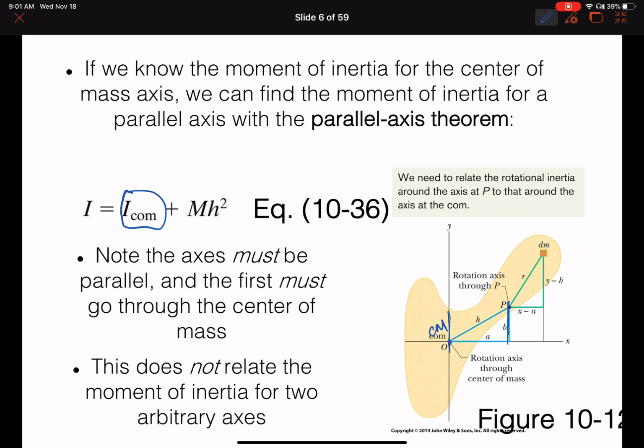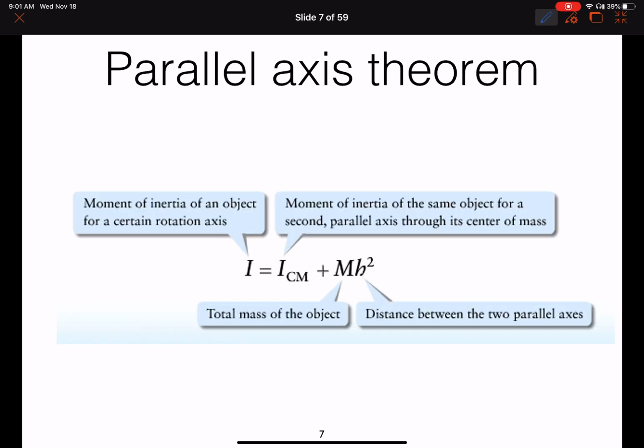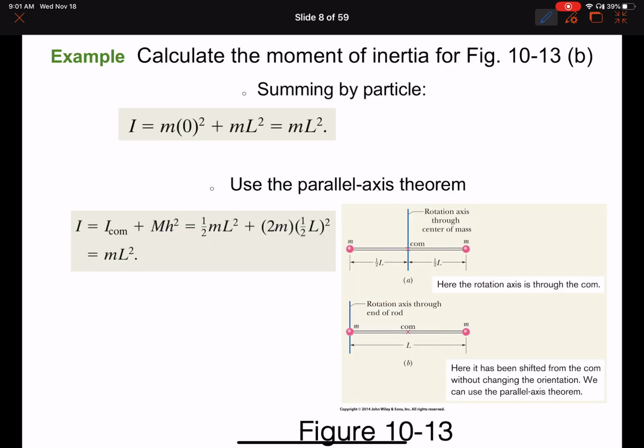In this case, let's say the pivot point is shifted from O to P. You draw a parallel line, and the distance between them is h. The same formula applies here again. So let's try to find the moment of inertia for this object B.